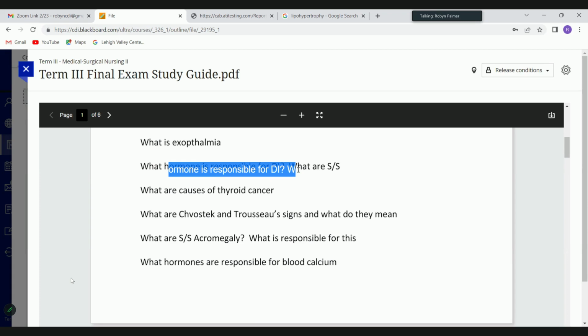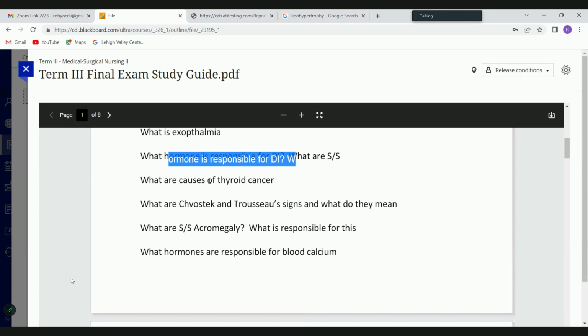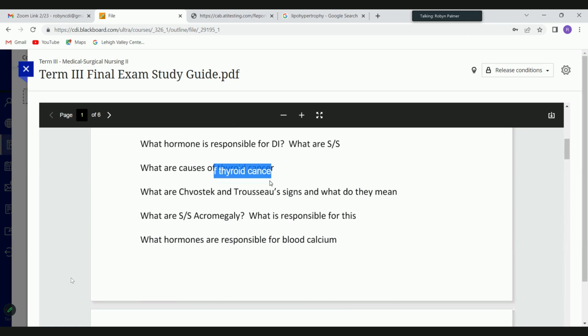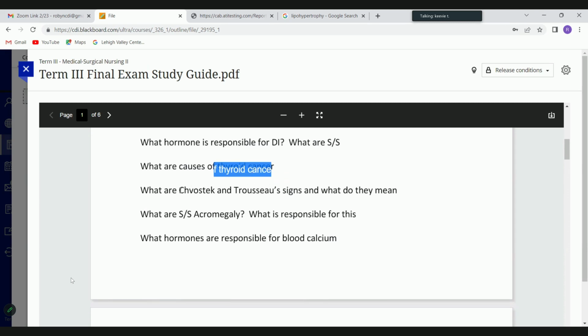All right. What can cause thyroid cancers? Tumor of the thyroid. Yeah, but I was thinking more like radiation exposure of the thyroid, low iodine, family history, so thyroid cancer.